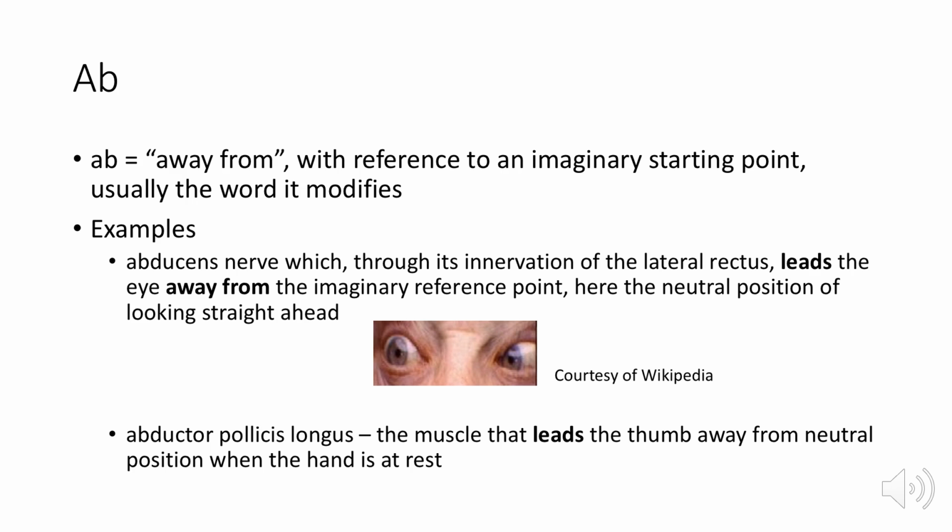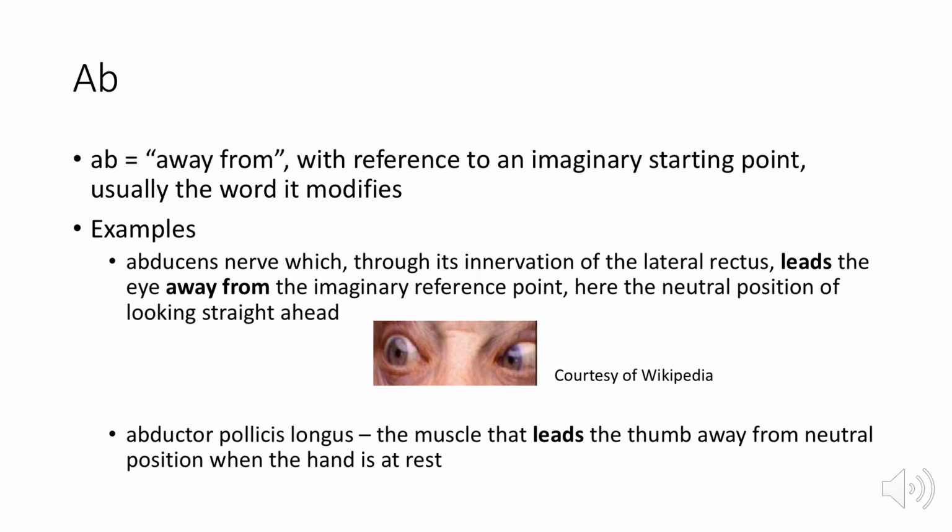Ab means away from, with reference to an imaginary starting point, like away from the house. An example would be the abducens nerve, which through its innervation of the lateral rectus leads the eye away from an imaginary reference point, which would be looking straight ahead. You can see in the picture from Wikipedia an abducens palsy, so that the left eye is normally abducted, but the right eye is not. It is paralyzed, and it is not fully looking away from the neutral straight ahead position.